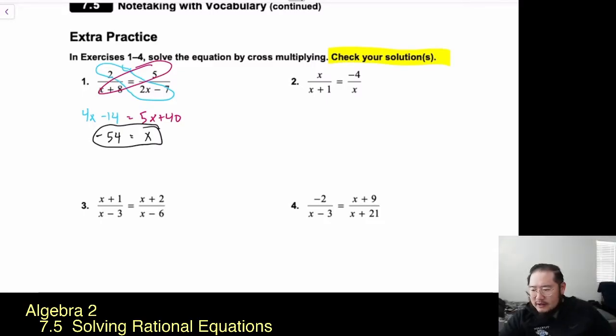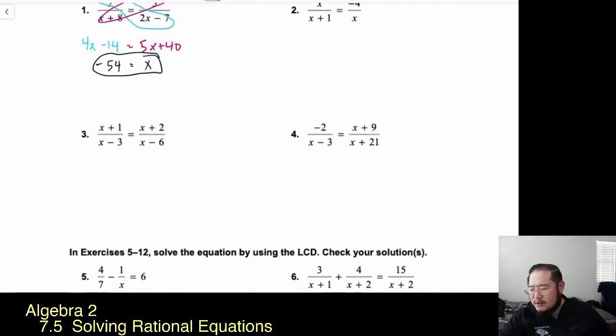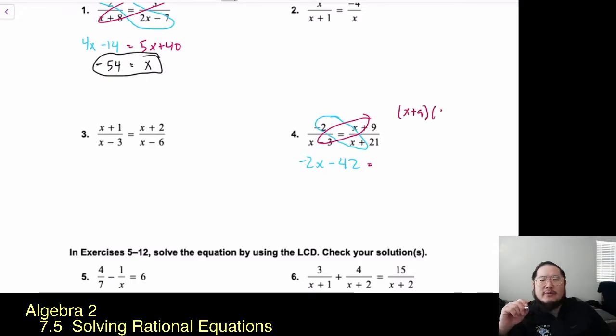Next up, let's go ahead and take a look at number 4. We'll take it one step further. You'll notice right here, we'll go ahead and cross multiply. I've got negative 2x minus 42. That is equal to, well, we got x minus 9 and x plus 9 and x minus 3. Now don't forget, we have two binomials right here, so you are technically going to have to FOIL that out. Whatever it takes, if you can do it in your head, super. If not, then you better write out the two binomials and then FOIL it out.